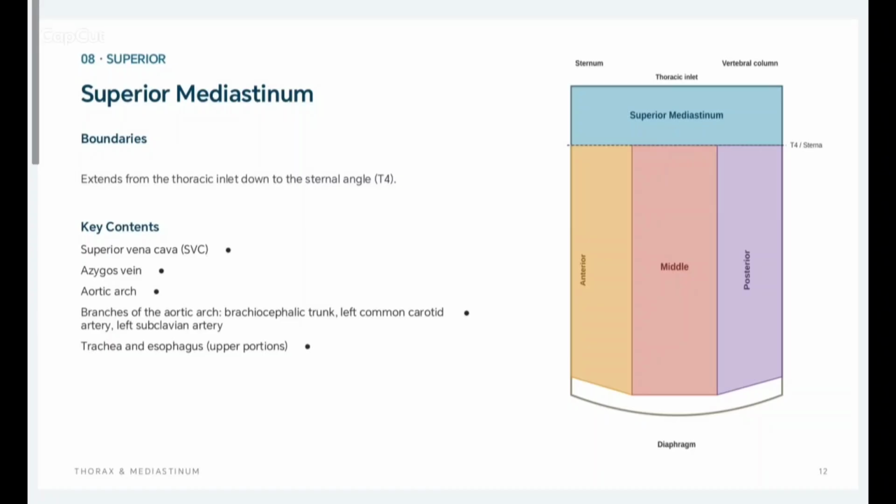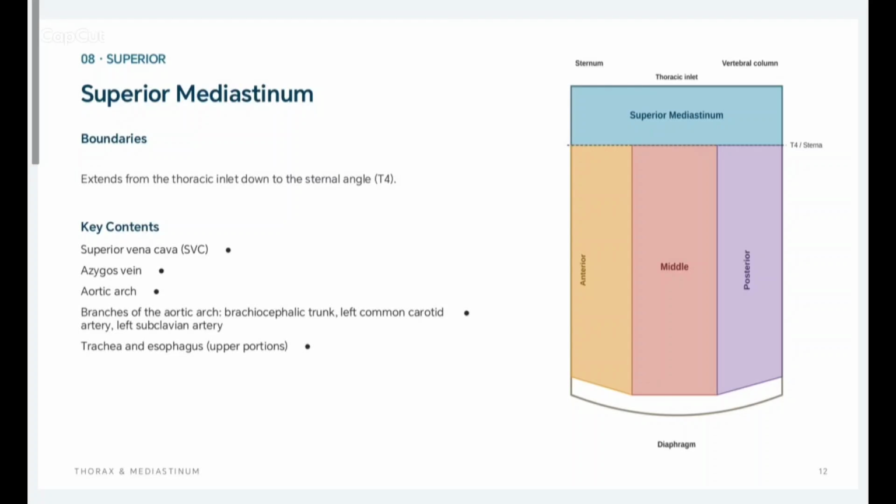The superior mediastinum is defined as the space extending from the thoracic inlet down to the level of the sternal angle at the T4 vertebral level. It is a busy junction for vessels and airways. Key contents include the superior vena cava and the azygos vein. Most importantly, it houses the aortic arch and its three primary branches: the brachiocephalic trunk, the left common carotid artery, and the left subclavian artery.